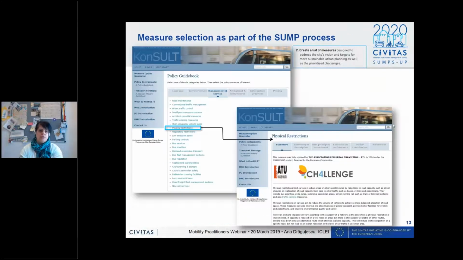Just a few more words. As you can see, you have a measure option generator specific page, but you also have a decision makers guidebook and a policy guidebook. So you can find specific measures that you can include in your SUMP on this website, and you can also find descriptions for each of the measures and how they can be implemented, how they can be assessed, and how you can find evidence of their performance once implemented.